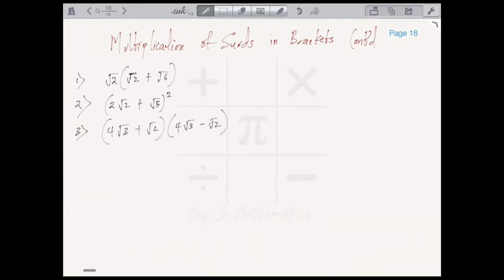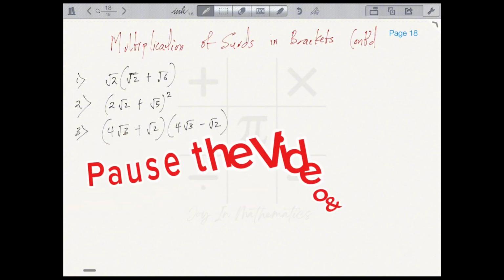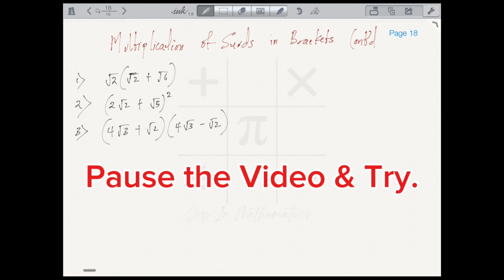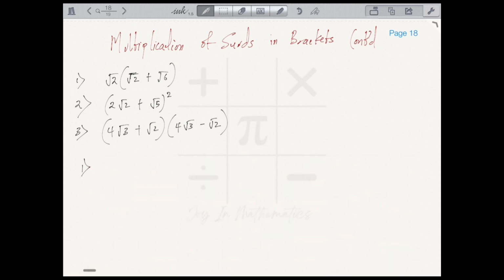In the previous video, we were introduced to multiplication of surds in brackets. Now, we have 3 more questions here to solve so as to establish more understanding on the topic. You can pause the video right away to give it a trial, and we will solve it also.